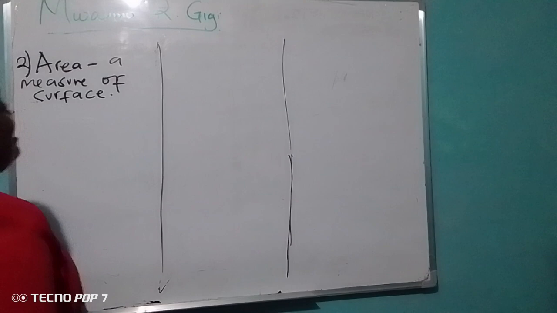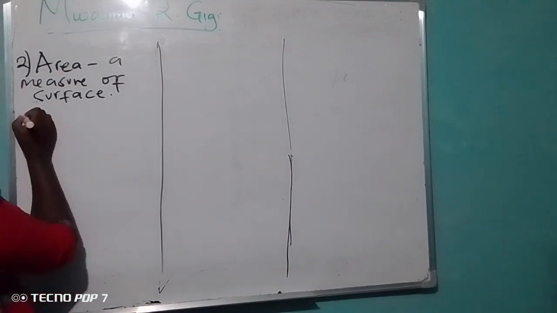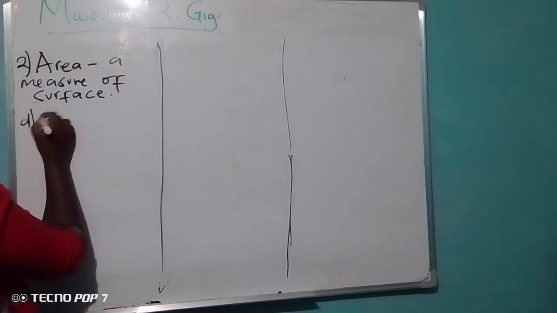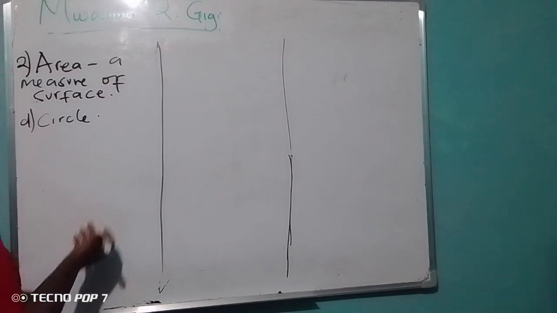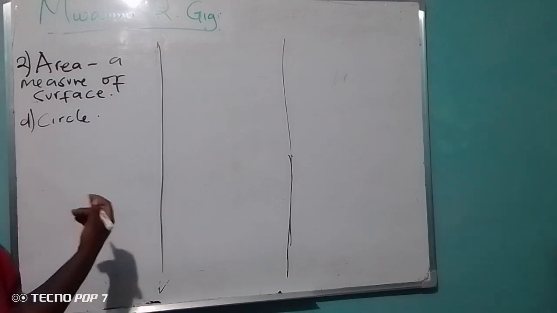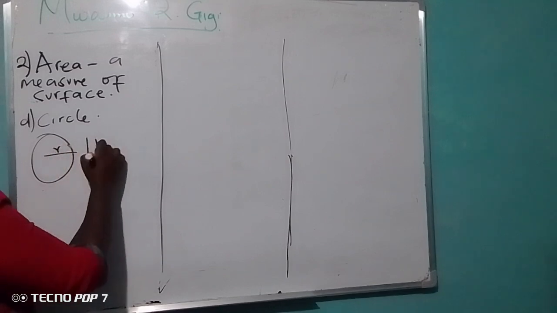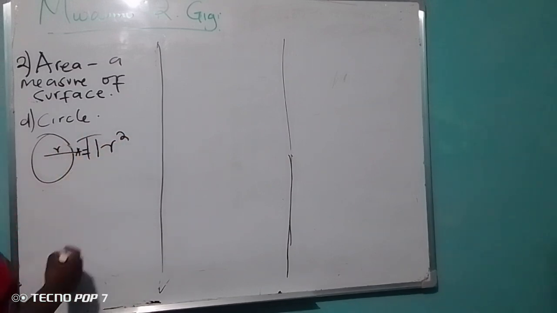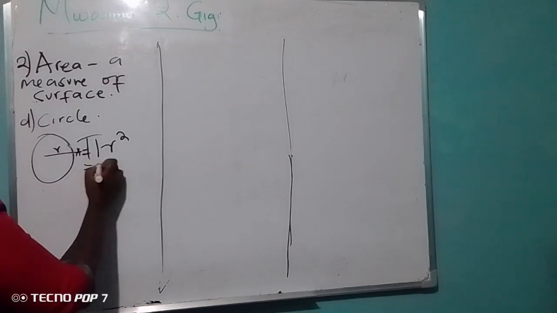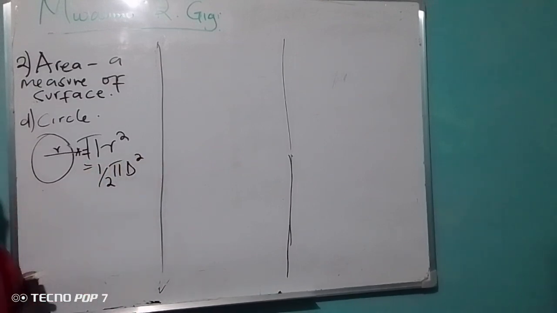Certificate in plumbing. Anyway, tuendelea na hii story. B, C, D. D ni circle. So area of finding, formula of finding the area of a circle. Si tunaijua? Pi r squared. Area pi r squared. If you're using d, a half pi d squared.